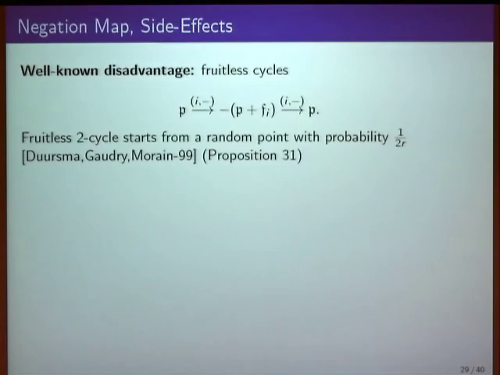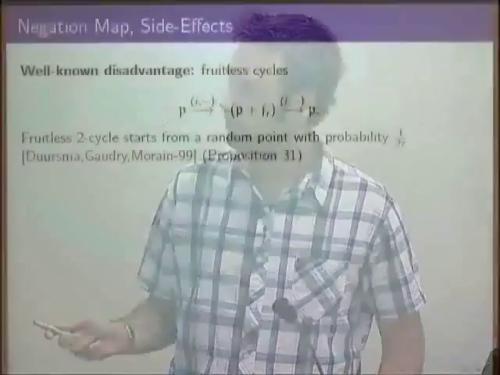This is due to something called fruitless cycles. The simplest fruitless cycle is one of length 2, also discussed by Duursma, Gaudry, and Morain in 99. You have your point P, and it belongs with probability 1 to some partition, let's say I, and let's say the representative is the minus point, so that happens with probability half. Then we're at this point, and let's say this point also belongs to partition I. Since there are R partitions, as we're assuming we're using an R-adding walk, that happens with probability 1 over R, and then with probability 1 the representative will be the minus point again, and then we're back at our point P.